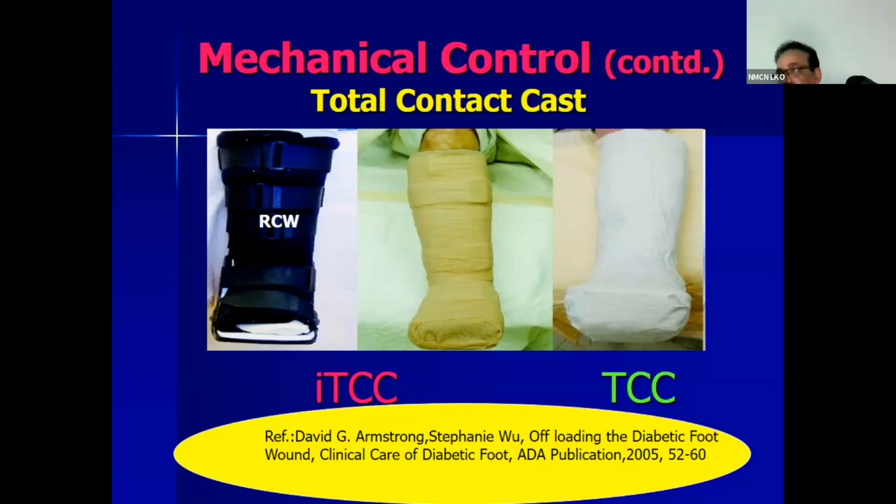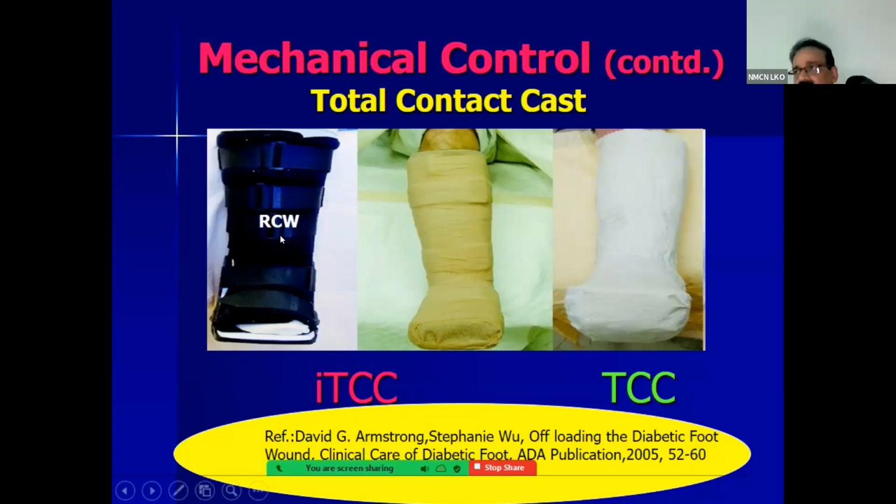And sometimes small ulcers are also formed because of the warmth of this POP cast or fiberglass cast. So for that, my mentor, Dr. David Armstrong, a well-known podiatrist of the world, has developed the ITCC, that is, instant total contact cast. In this, the patient wears the removable cast walker, and then a crepe bandage or a strap type of dressing is applied all around.